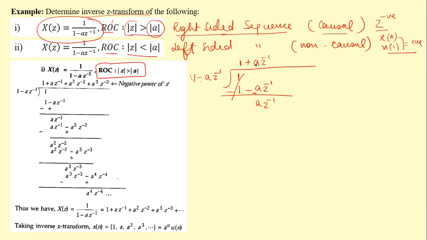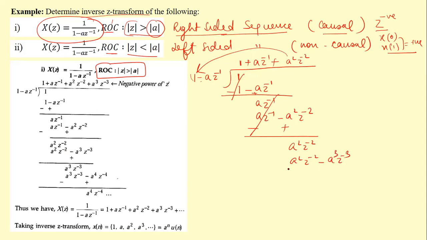Now a z inverse would be here a z inverse, then it is minus a square z minus 2. So minus plus, so here it is cancelled. Then we have a square z minus 2. Now we will multiply this with a square z minus 2, so we have a square z minus 2 minus a cube z minus 3. So minus plus and this is cancelled out and we have a cube z minus 3 and so on. So now we will take this quotient here.